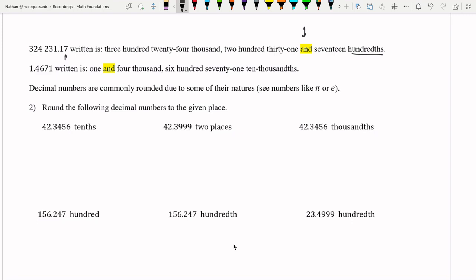It still works the same way that we've already talked about. We're going to find the place value that we're looking at. That's going to be the rounding digit. Look at the test digit just to the right of it, and then go from there.